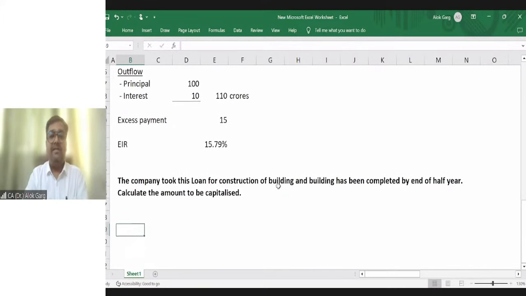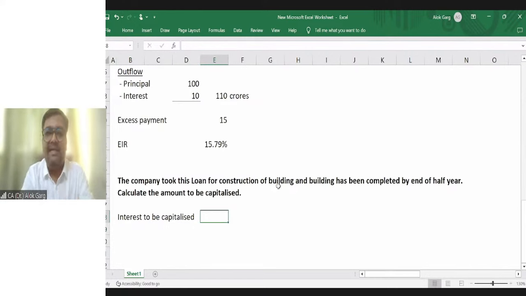How to compute the amount of interest capitalized? Tell me whether I need to capitalize 15 crore, or only till the time this asset got complete. Once the asset is completed, interest after that period will go to P&L. So in this case, 95 crore is my net inflow. Rate of interest is 15.79%, multiplied by the qualifying asset time period of 6 months, because the question says the building has been completed in 6 months. Total interest is 7.5 crore.